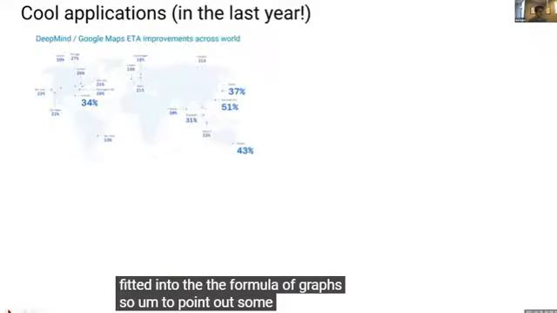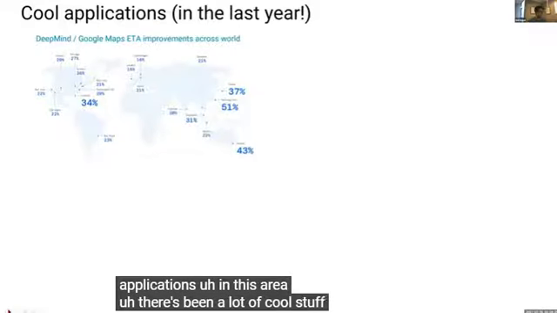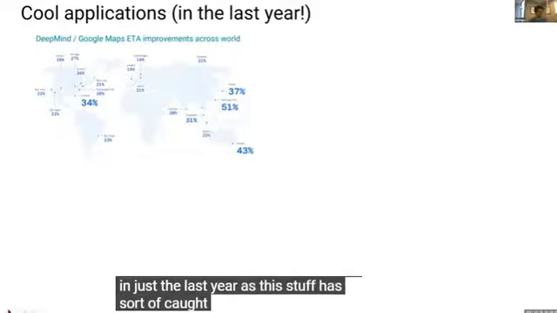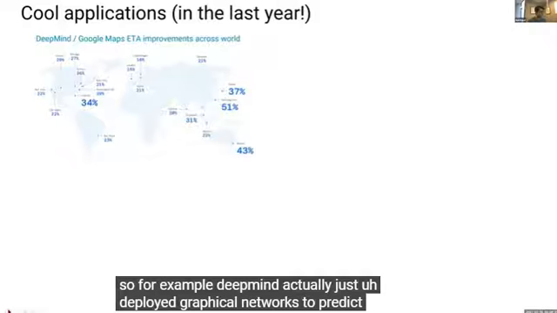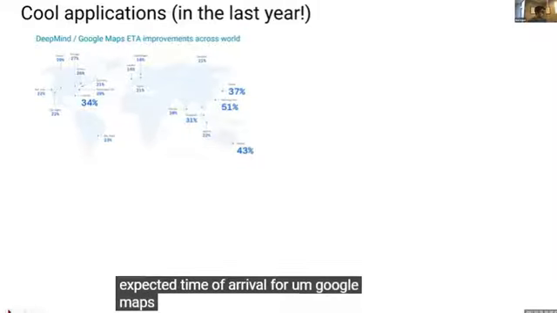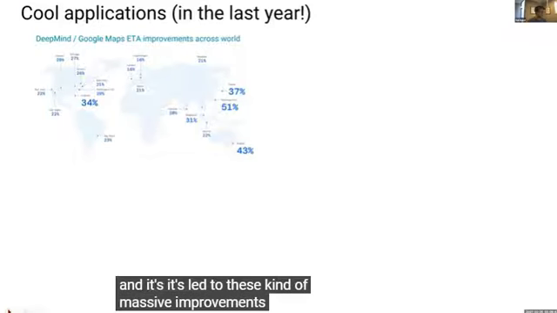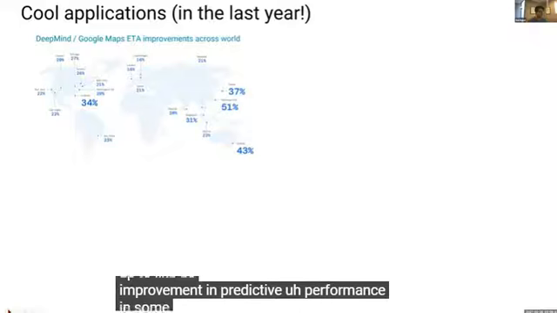So to point out some explicit applications in this area, there's been a lot of cool stuff even in just the last year as this stuff has caught on and gotten more scalable. For example, DeepMind just deployed graph neural networks to predict the expected time of arrival for Google Maps. And it's led to massive improvements across the world, up to 50% improvement in predictive performance in some cities.